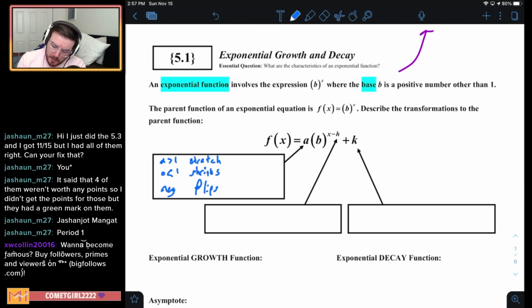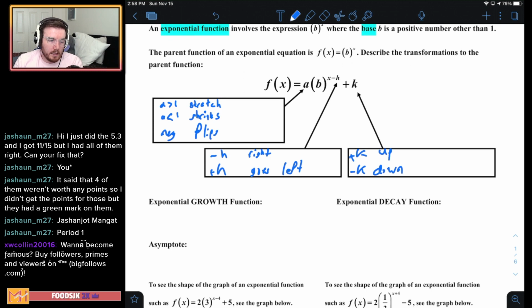When you have something that is minus h, it goes to the right. When you have plus h, it goes to the left. When you have something that says plus k, you go up. When you have something that says minus k, you go down. We've seen these things. We love these things. We're pretty used to this. Okay?